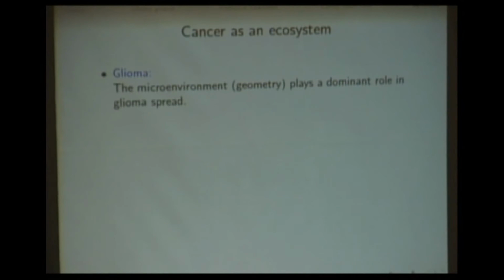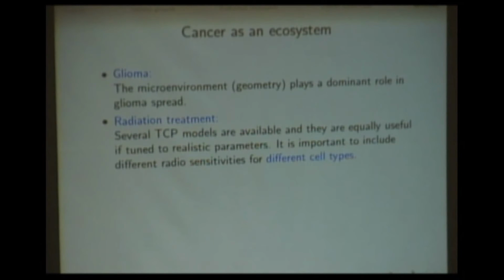So let me summarize a little bit. I started with cancer as an ecosystem. I think this is a very important interpretation. In the glioma context, it means the microenvironment, and in particular, the geometry. I think this plays a very dominant role in glioma spread, and we tried in our model to get the geometry included. Now, for radiation treatment, several tumor control probability models are around. They are equally useful, I think.